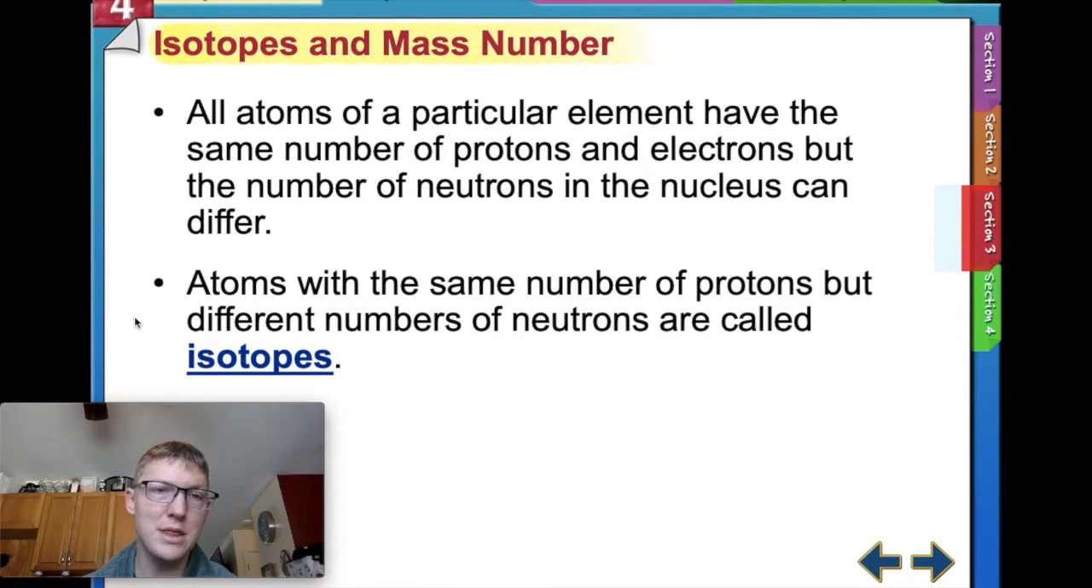So this is the big thing that Dalton kind of got wrong. To his credit, he was way before his time, but whatever. Is that you can have two hydrogen atoms with different masses, and those are called isotopes because they have a different number of neutrons in the nucleus. And that's where this word comes from. That's what we're talking about.